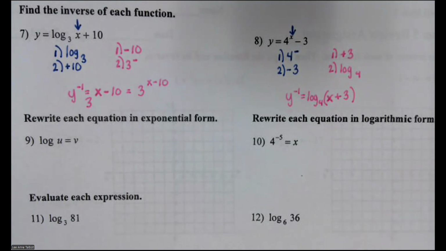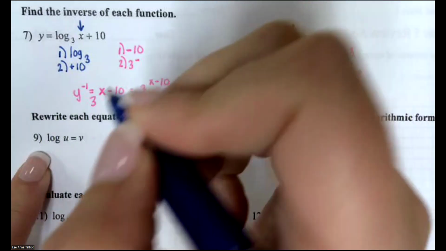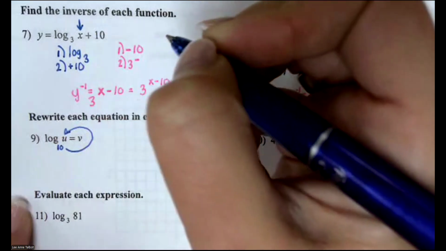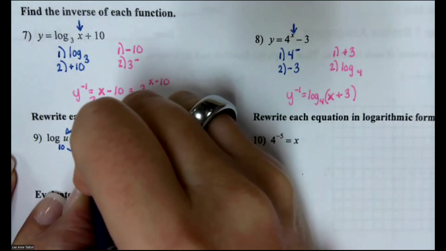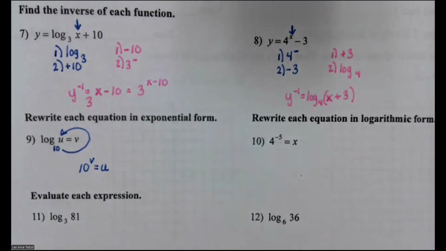Number 9 is a change of base problem, but these, you're not going to solve them. You're just rewriting. Notice the directions just say rewrite. I need to do the exponential form, but I don't have a base, so it is 10. 10 to the v equals u. That's it. The question is just asking you to rewrite. It's not asking you to solve. Guess where we're going to solve? Number 11 through 14. But these are just asking you, do you know how to rewrite?